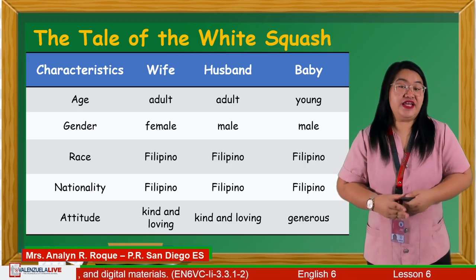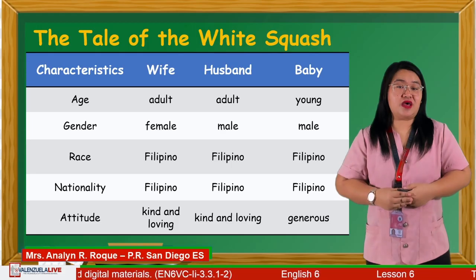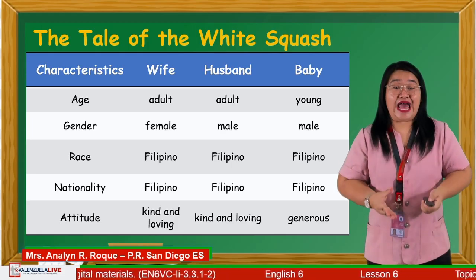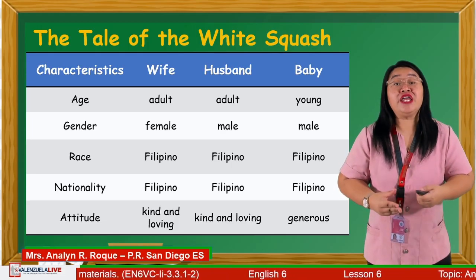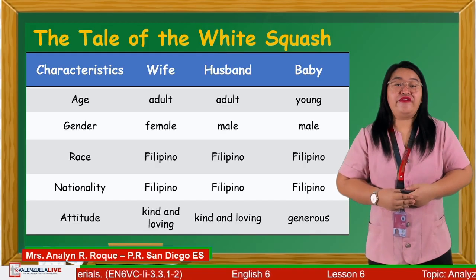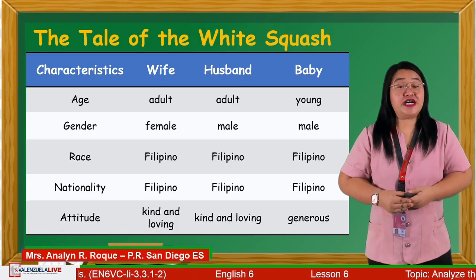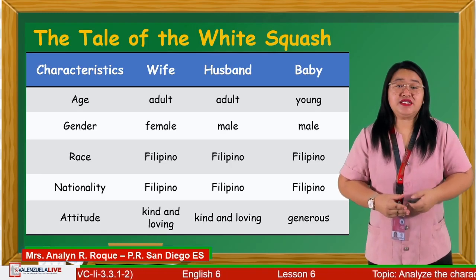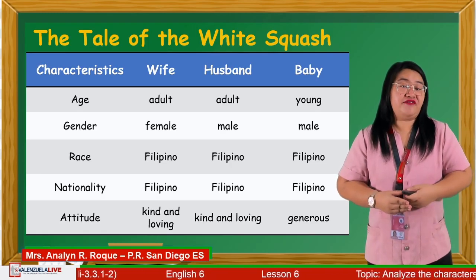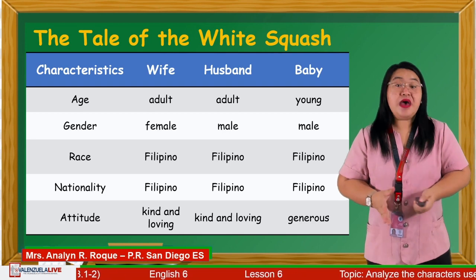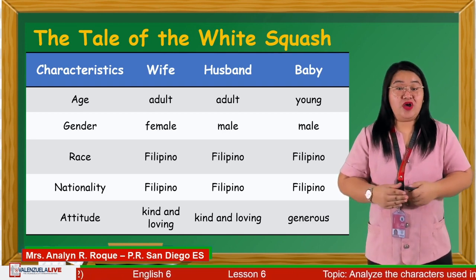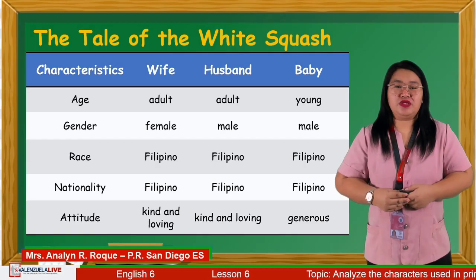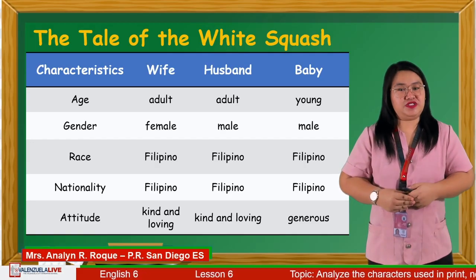Both the wife and husband are already adults, while the baby is, well, naturally young. In their gender, the wife is female, while both the husband and the baby are males. The race and nationality were not given explicitly in the story, but since this is an Ilocano folk tale, we can consider them to be Filipinos.